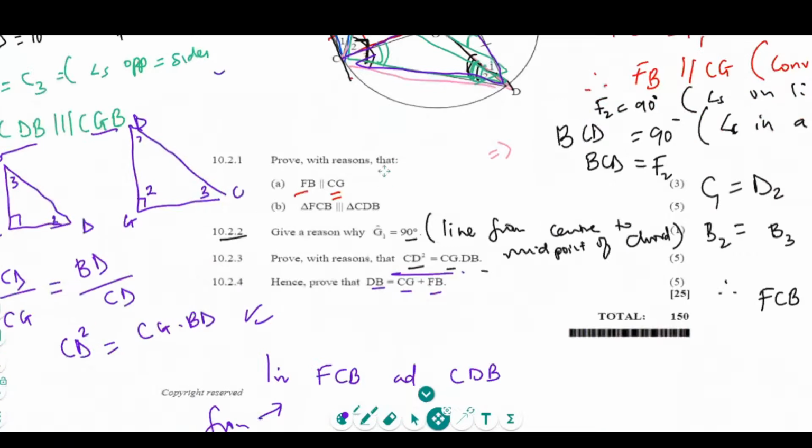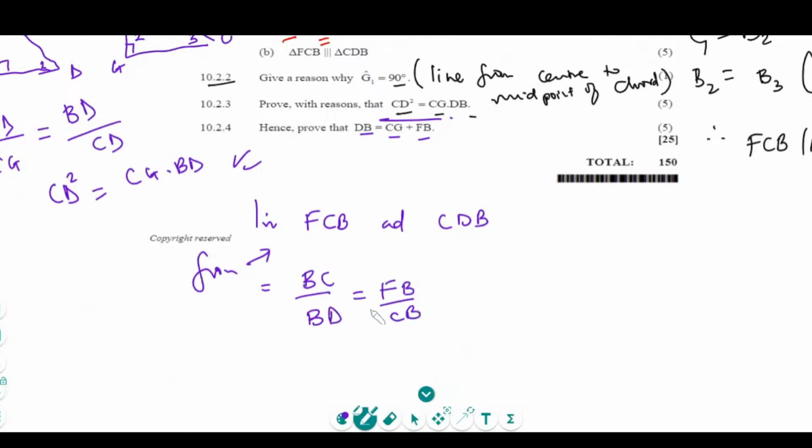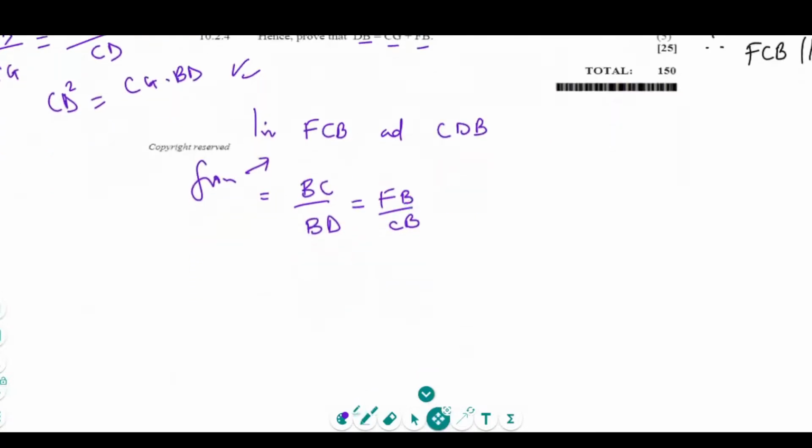Okay, so after the comparison, this is what we're going to end up with. We're going to have BC over BD is equal to FB over CB. Then I can cross multiply. BC, CB is just the same thing. So that is my BC squared is equal to my BD times the FB. Okay, that's my equation 1.